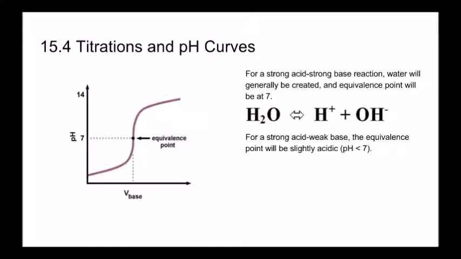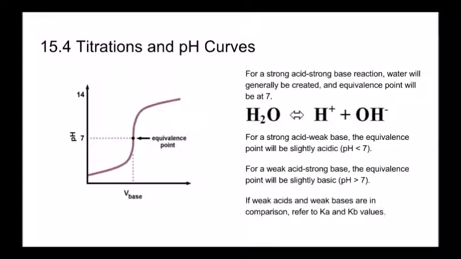Moreover, for a strong acid weak base, the equivalence point will be slightly acidic, pH less than 7, and for a weak acid strong base, the equivalence point will be greater than 7. And if weak acids and weak bases are in comparison, refer to the Ka and Kb values.